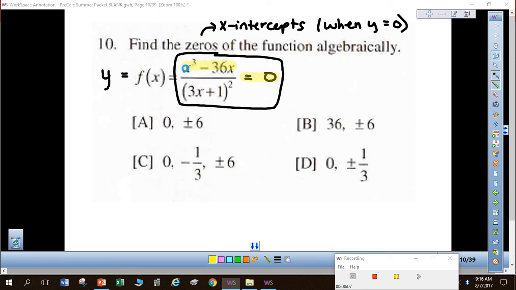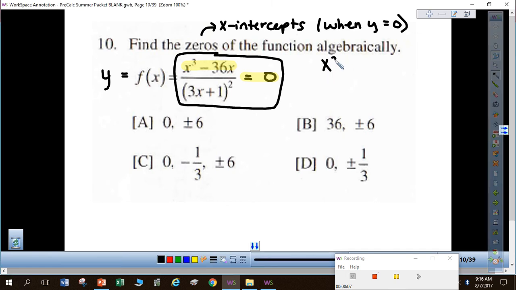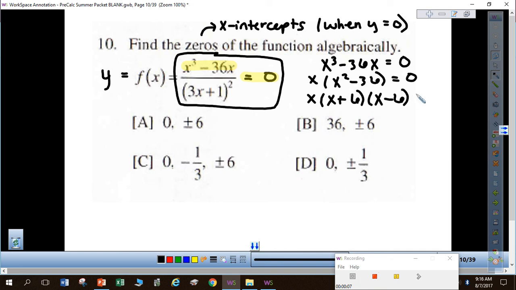What values of x would make the numerator equal to 0? So I'm going to rewrite that equation off to the side, and it looks like we can do some factoring here. So let's take out a common factor of x, and then we can factor one step further. This is a difference of squares. Let's factor it into x plus 6 times x minus 6.